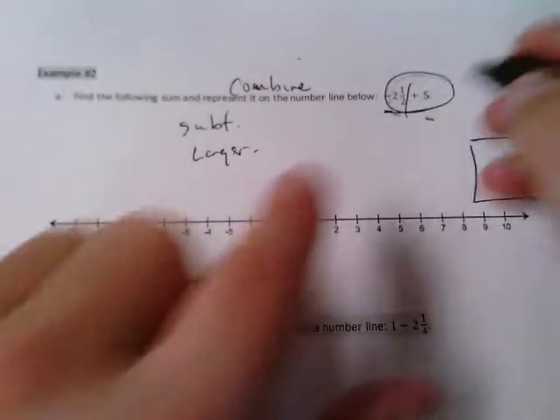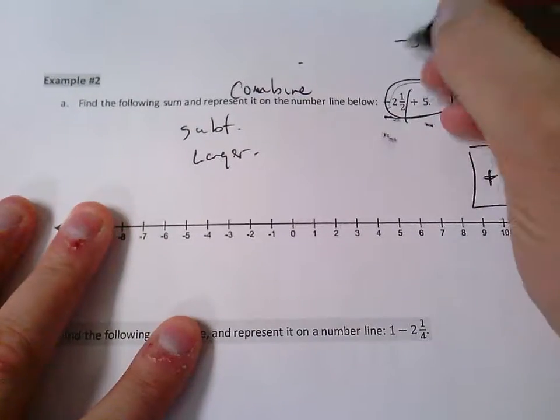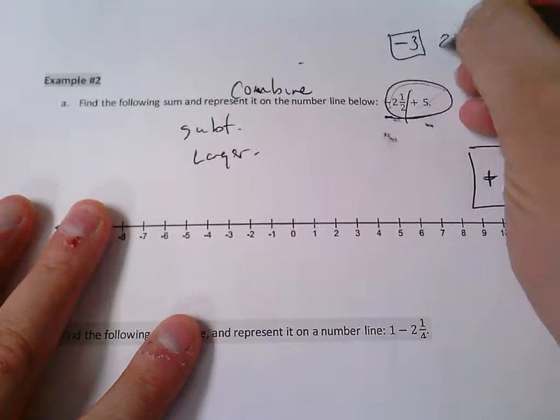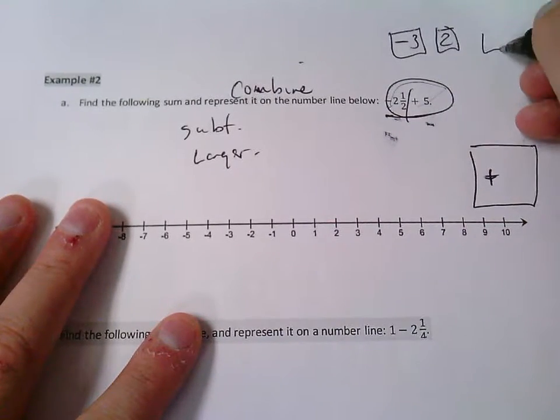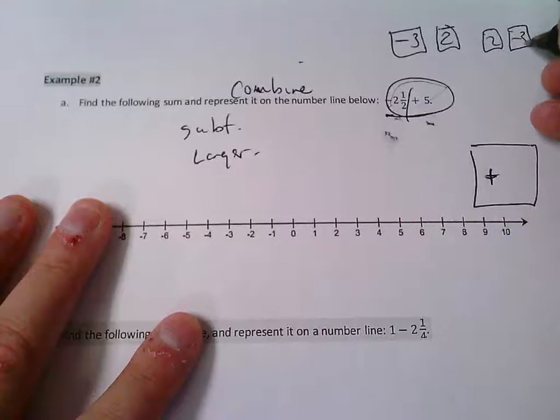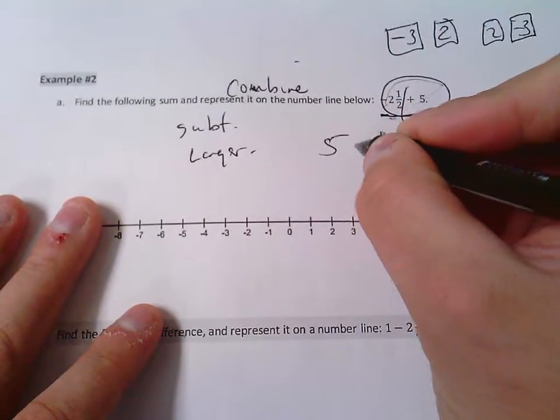Now, we've talked about with the integer card game that if you had a negative 3 card and a positive 2 card, it really didn't matter what order you had those cards. You could do the 2 card, then the negative 3 card. So I'm going to flip-flop this, and I'm going to get 5 minus 2 1/2.